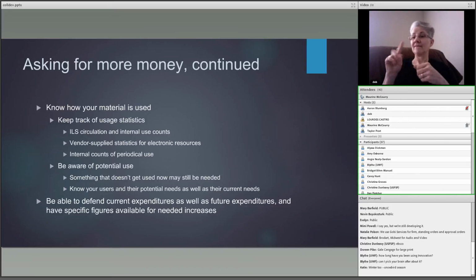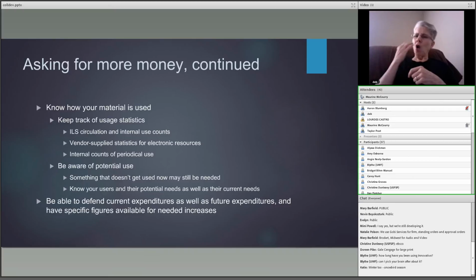Your vendor can, for electronic resources, provide statistics, and so keeping up with the SUSHI data, for instance, or COUNTER data that's provided by your electronic resources vendors can be helpful, give you an idea of how well your material is being used. And then internal counts of periodical use need to be maintained so that you know what's actually being used. If you have a subscription to something that's never being taken off the shelf, you need to know that and maybe reconsider that acquisition.